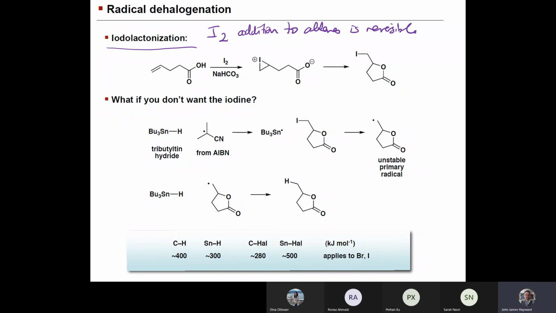Okay? In actual fact, it primarily does not add to the double bond. Okay, unlike dibromination or dichlorination, iodine only adds reversibly. And that is why it's very good for iodolactonization, because the I plus adds to the alkene, but the I minus just sits there. Doesn't react. What happens instead is that we get ring closure to give this product, which is referred to as an iodolactone.